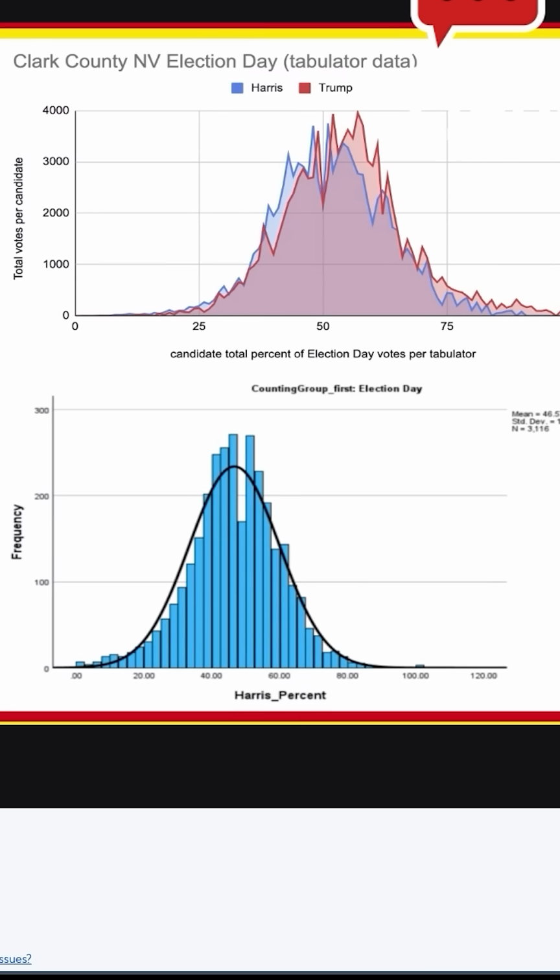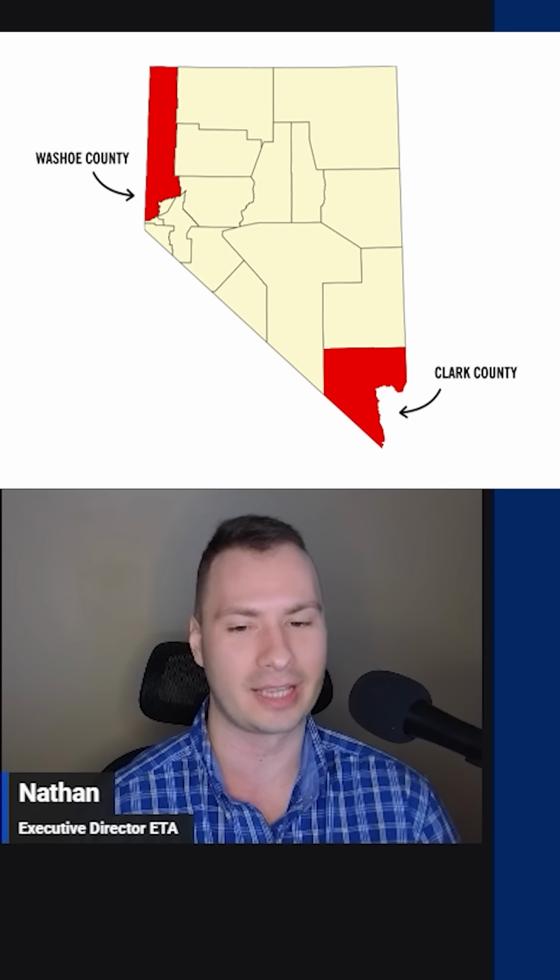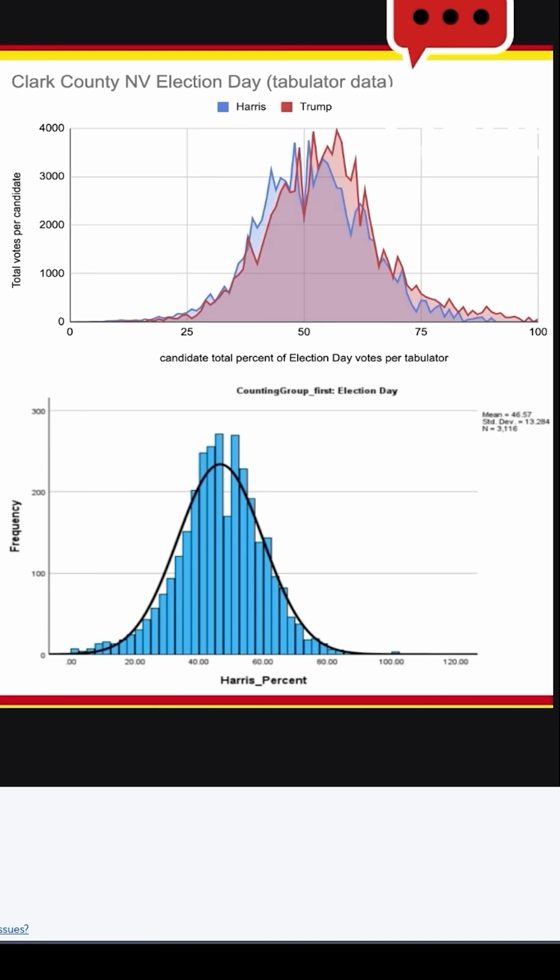One of the analyses we do specifically is this. Some of you know it as a bell curve, but we're using Clark County as our baseline to explain why it's concerning and what our analysis potentially shows, and then we'll extrapolate from there.